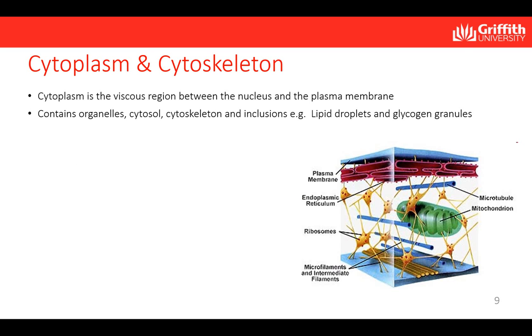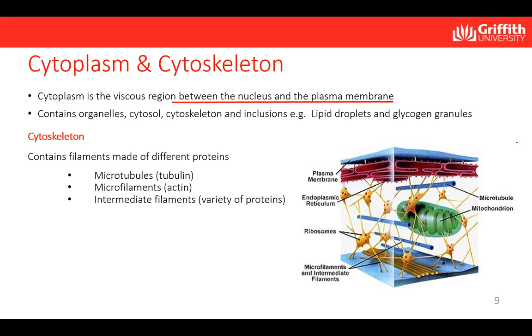The cytoplasm is the viscous region between the nucleus and the plasma membrane. It contains organelles, cytosol, a cytoskeleton, and inclusion bodies, such as lipid droplets and glycogen granules. The cytoskeleton is an elaborate network of rods or filaments running through the cytosol. The primary function of a cytoskeleton is to help the cell maintain its shape and internal organization.